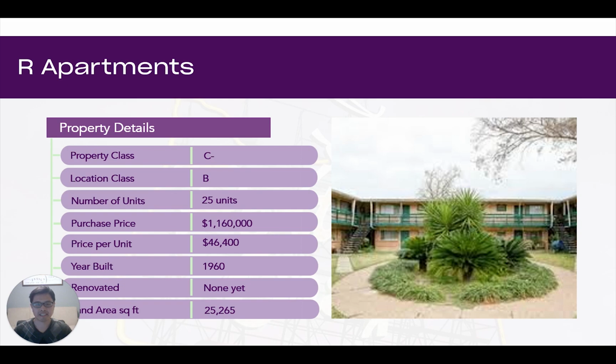In 2018, it was purchased at $1,160,000, which comes out to $46,400 per unit. And at that time, there was not much renovations done on the property when it was purchased. The property wasn't badly distressed, but there was a clear path for value add from the get-go on this property.